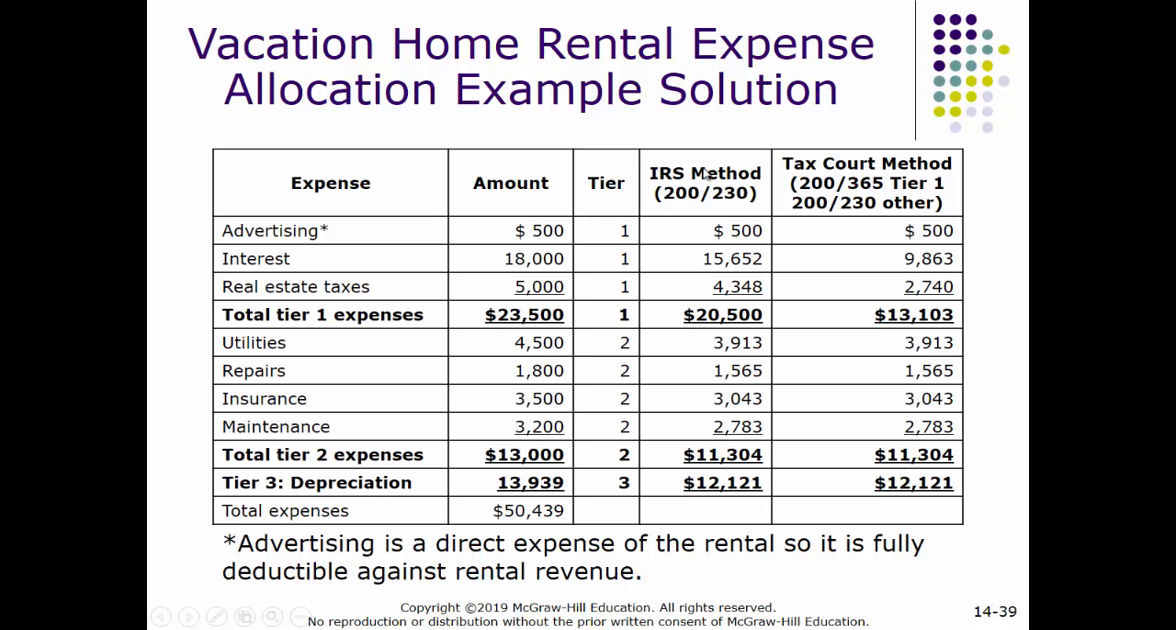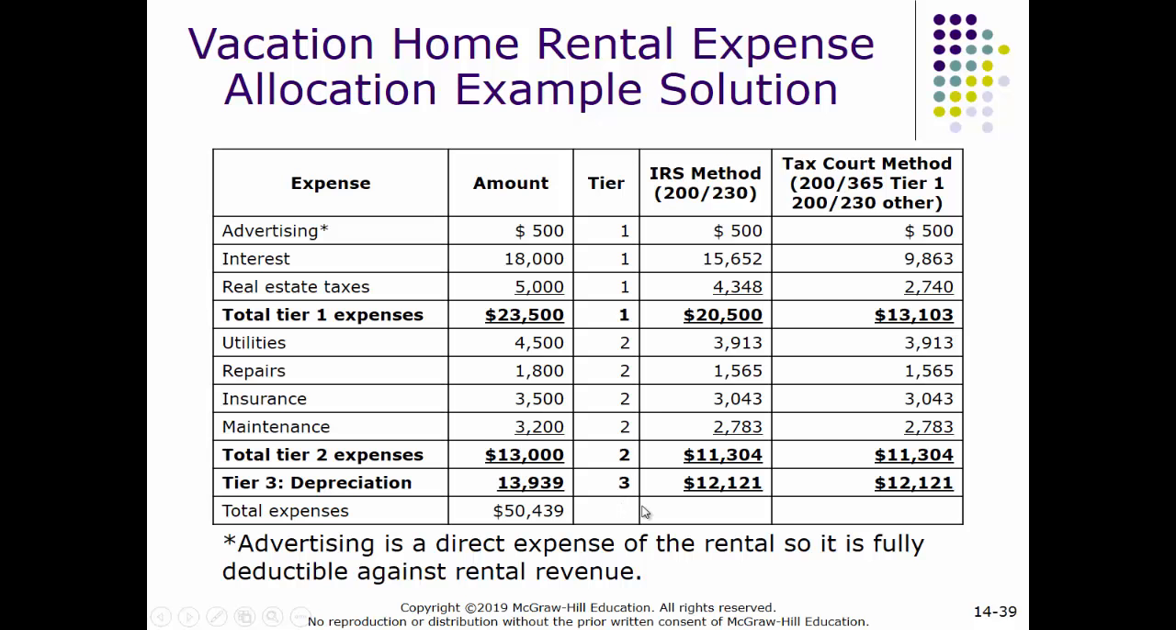So to figure out how much of those expenses are deductible as rental expenses, the IRS method takes 200 days of rental divided by 230 total use days and gets this amount, $12,121. The Tax Court method, if chosen, uses a calendar year, 365, as the denominator only for these Tier 1 expenses. All the rest, which means Tier 2 and 3, use the same denominator of 230, the total use, as the IRS method. So you do get a different answer in Tier 1 depending on which of these two methods is used.